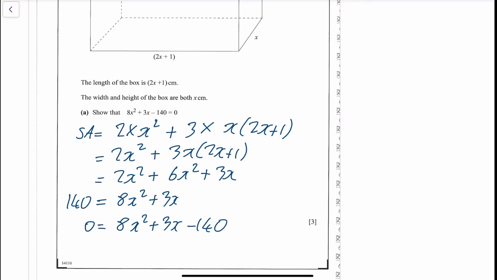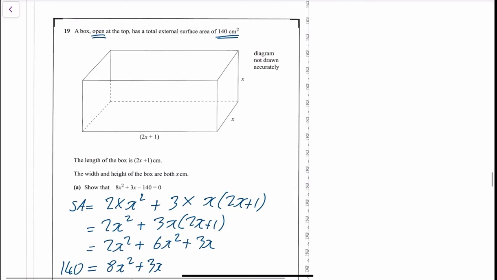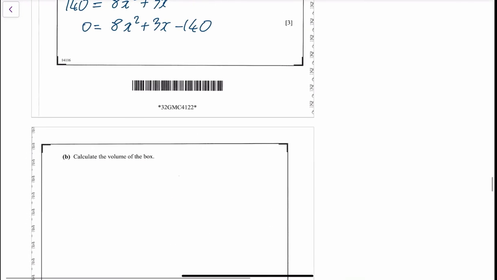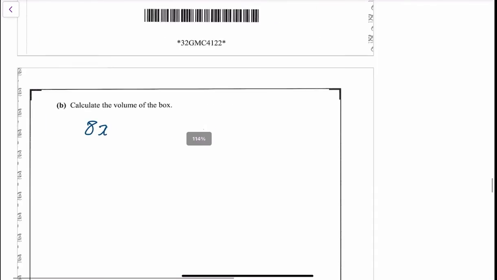Okay, next thing says calculate the volume of this thing. To find the volume, we need to find x, x, and 2x plus 1. So you've got to find x. So we're going to solve this equation. We're going to solve 8x squared plus 3x minus 140 equals 0. And I'm going to solve that.